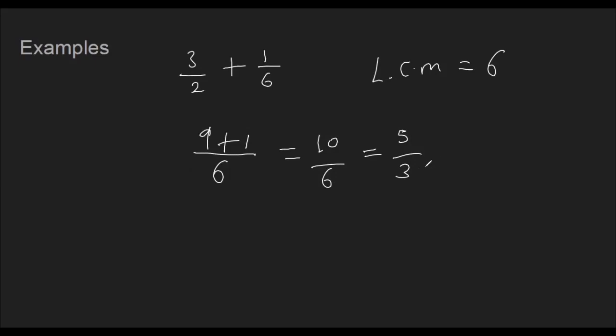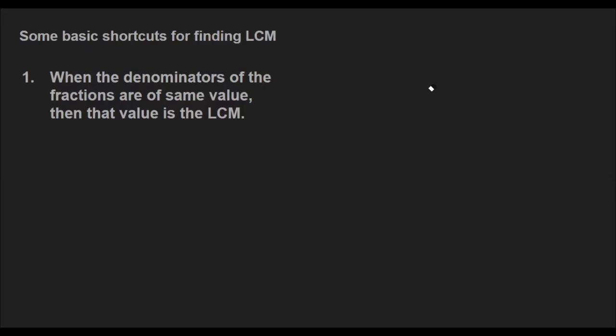Now that is a simple approach for actually solving fractions. But now I'm going to be showing us an easier method, more like shortcuts to actually solving fractions, or finding the LCM for the fractions we want to solve. Now the first shortcut in finding the LCM is this one that we have here. It reads that when the denominators of the fractions are of the same value, then that value is the LCM. So when the denominators of the fractions that we're adding or subtracting have the same value, then the value is the LCM.